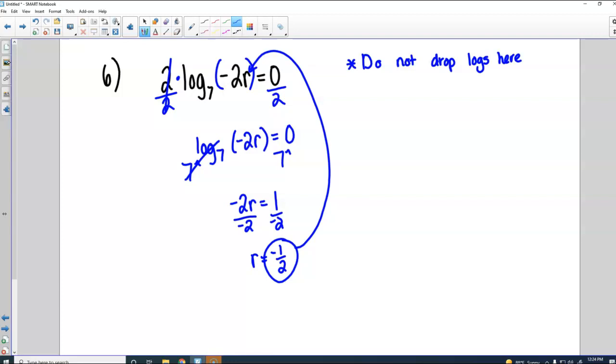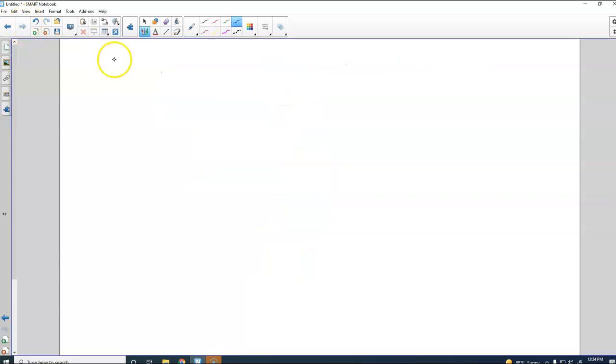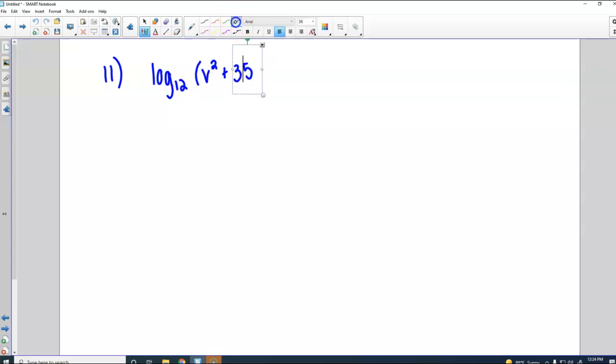All right, let's see. Let's get down to number 11. So for 11, we've got log base 12 of v squared plus 35 equals log base 12 of negative 12v minus 1.